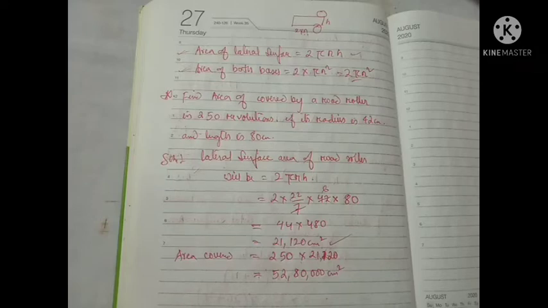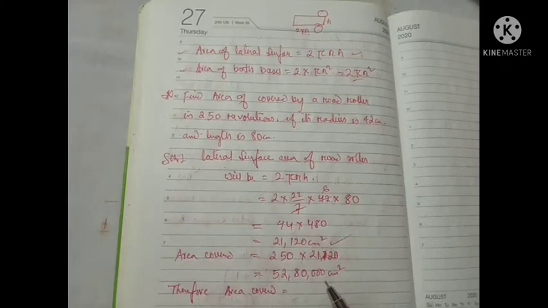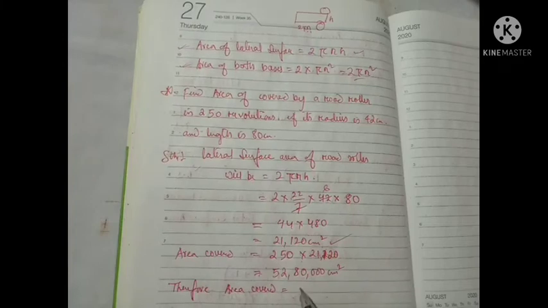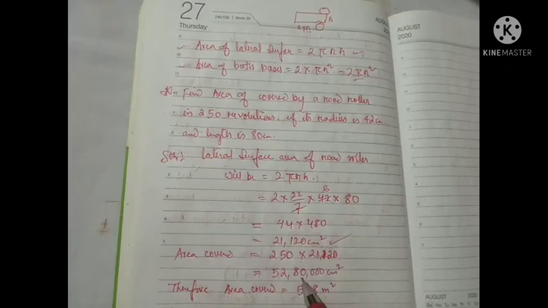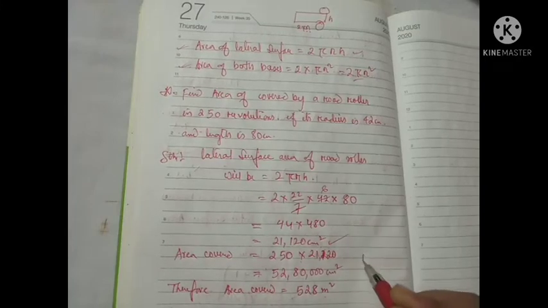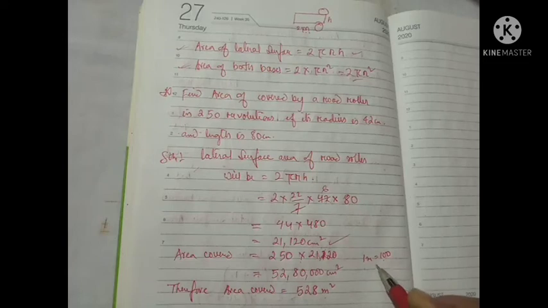Centimeter square is not a suitable unit for the area covered by the road roller in 250 revolutions, so we are going to convert the area covered into meters. If we divide by 100 twice, since 1 meter is equal to 100 centimeters, the area becomes square meters, dividing by 10,000.